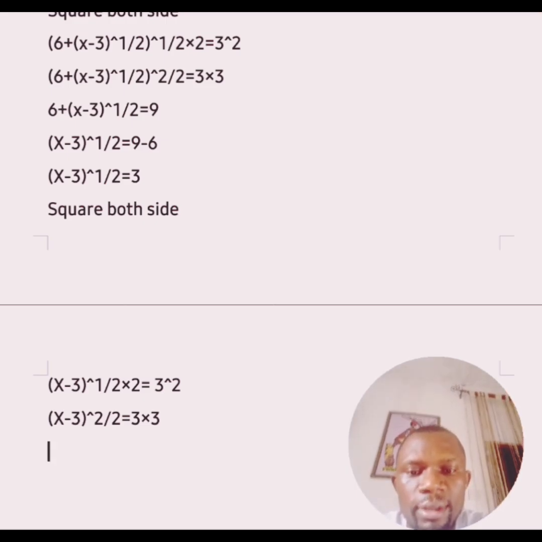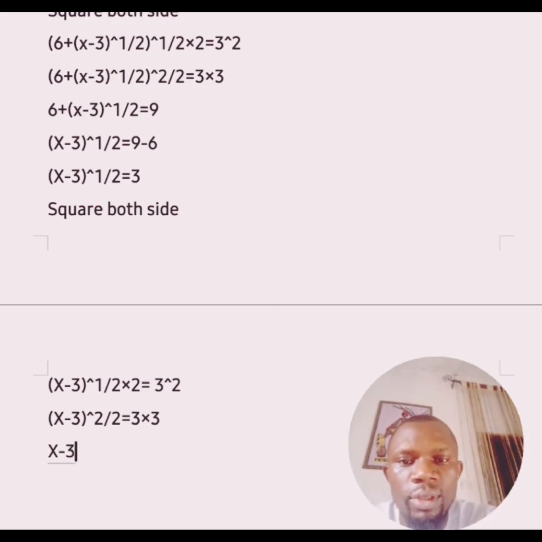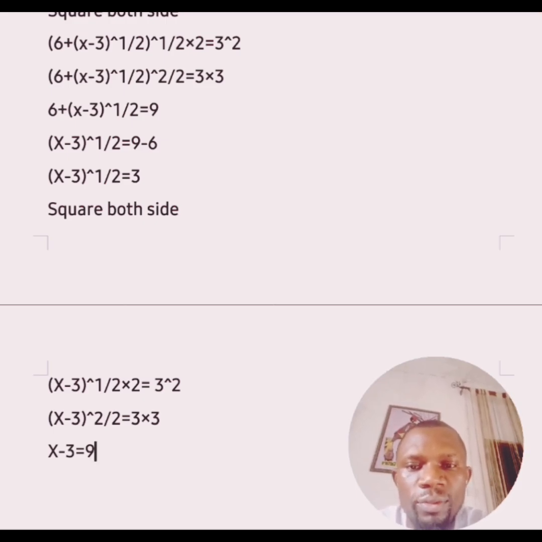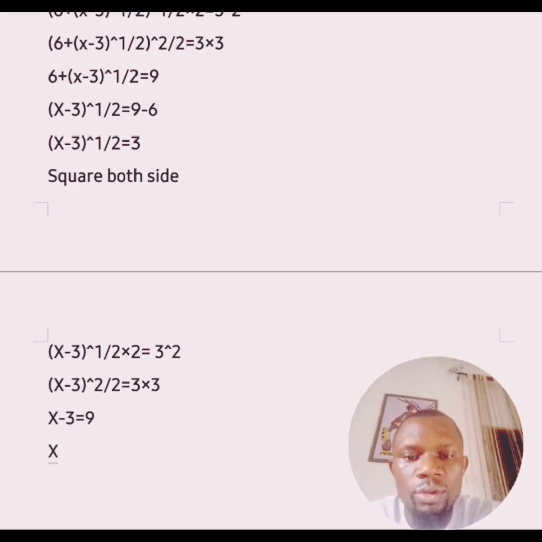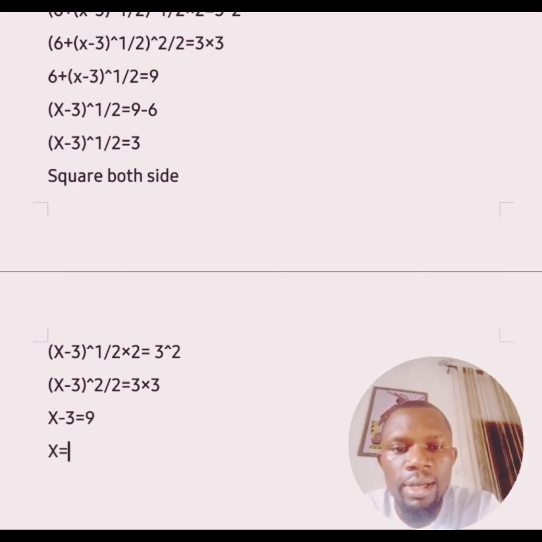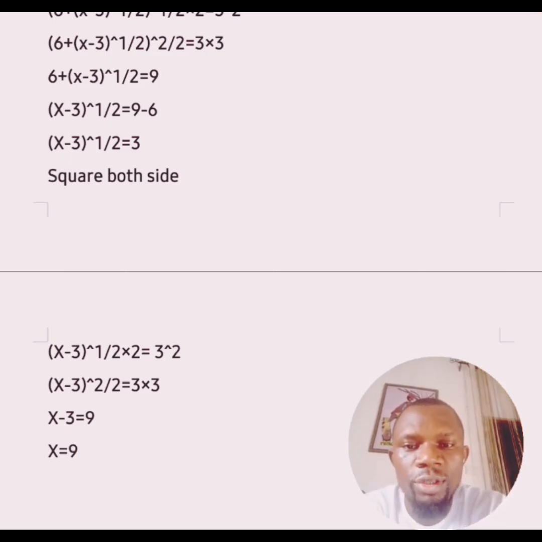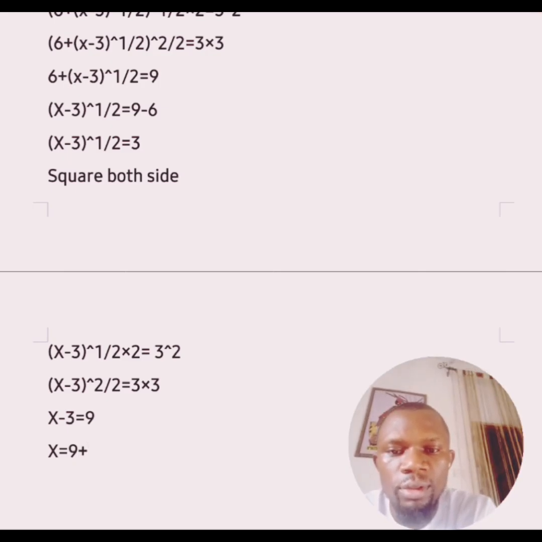Now I have my x minus 3, because 2 divided by 2 is 1, is equal to 3 times 3 is 9. Okay, so I'll now move 3 to the other side. So what will I now have? I'll now have x is equal to 9 plus, because the negative sign will now change, because the 3 is minus 3. It will now change to plus 3. So 9 plus 3.